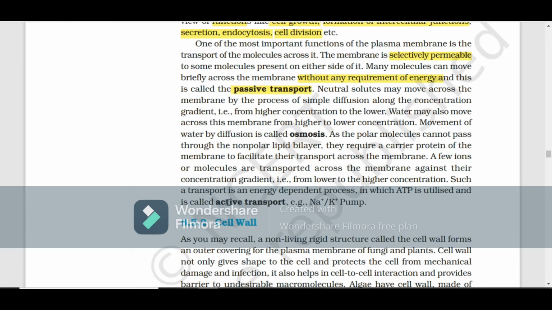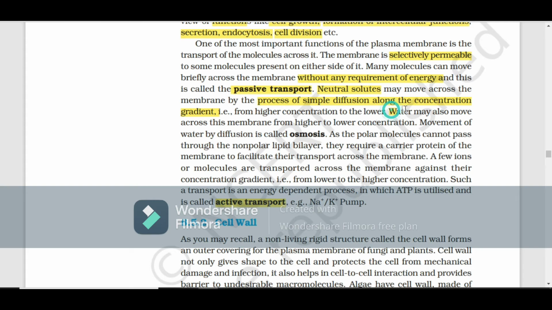There are two types of transport, passive and active. In passive, there's no necessity of any energy. Active requires energy. The neutral solutes don't possess any charge, they're not polar or non-polar, they are neutral. So they may move across the membrane by the process of simple diffusion. It's neutral, so it can pass through the membrane by simple diffusion along the concentration gradient, from the higher concentration to the lower. That's why it's called passive transport. If the reverse needs to be done, you'll know that it's active transport.